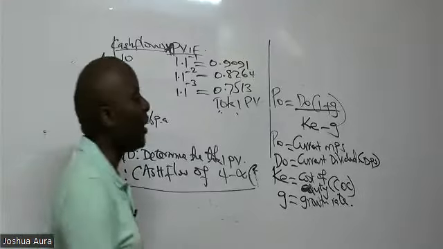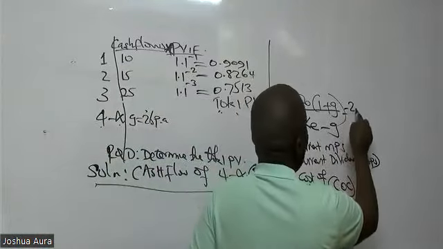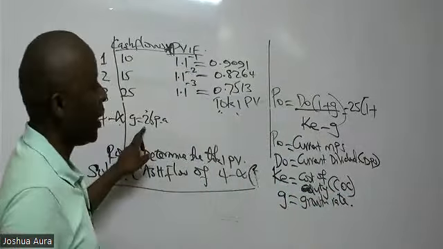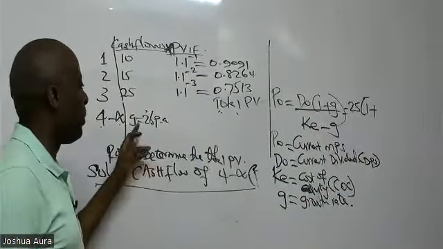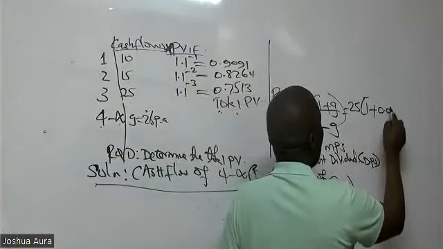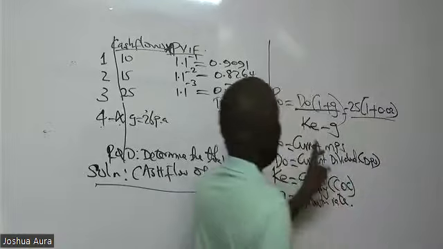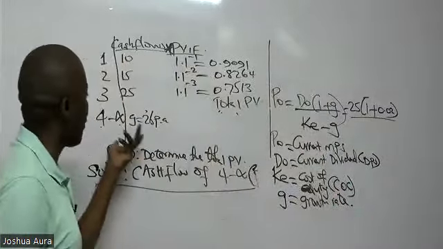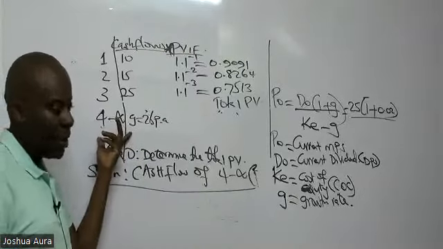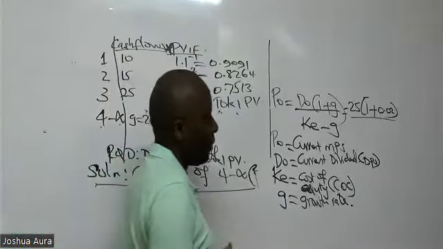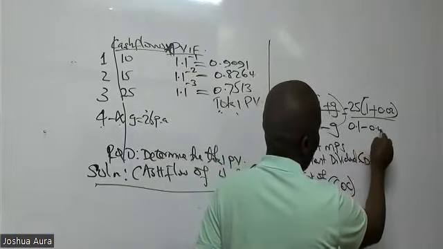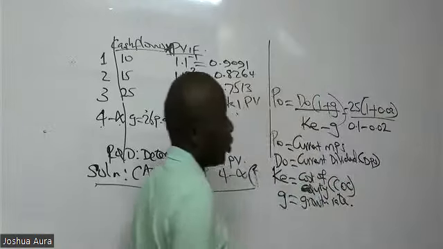So I'm trying to plug in. We are saying that this will be 25 into 1 plus the growth rate, the perpetual growth rate, which is 0.02, all over the cost of equity. In our case here it is the cost of capital, and I remember vividly that our cost of capital was 10%. 10% is the same as 0.1, minus the growth rate, which is 0.02.